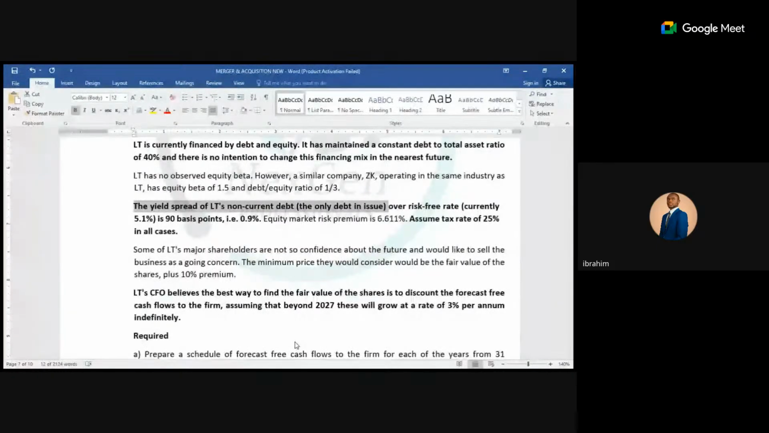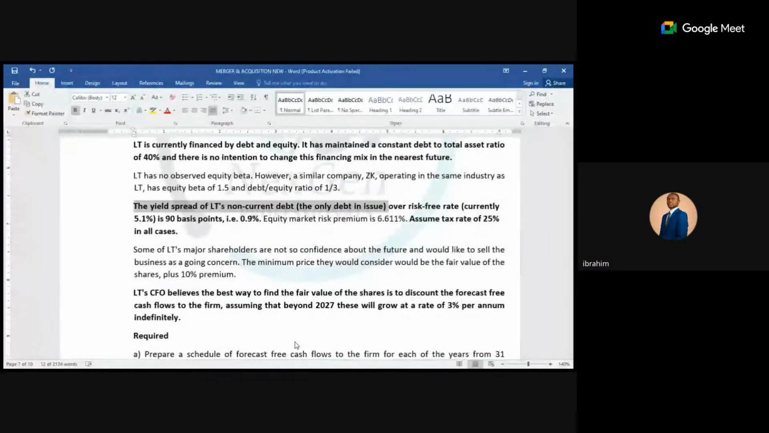And it is usually what? Usually risk-free. And we're told that the examiner says that the only debt issue, what it means is that the debt that you have as government bond, since it is a government bond, there is risk-free, which is currently 5.1 over risk-free, meaning that your risk-free is 5.1, but it is over because of the spread when we have 90 basis points.